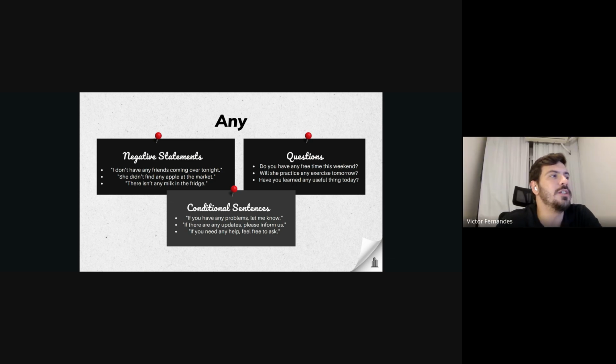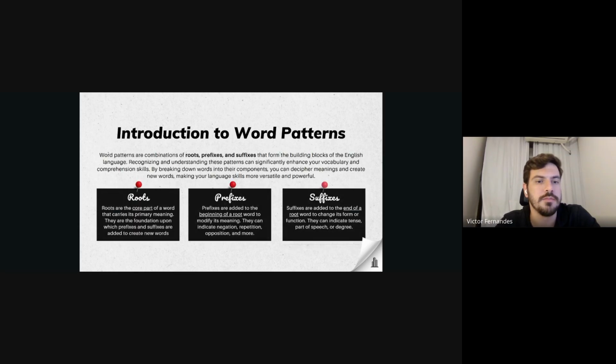So those are the conditional sentences. In this case here, they are all in the present. So probably they are more common to be all in the zero conditional. But it's not a problem. It's all about using any.